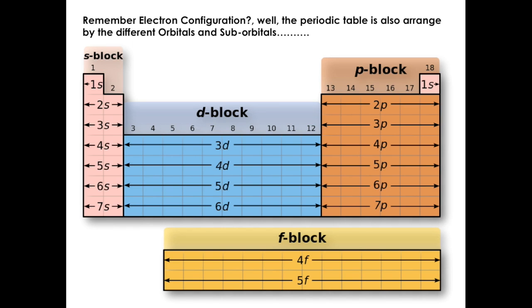Now, do you remember electron configuration, SPDF? Well, the periodic table is also arranged by the different orbitals and suborbitals. The first 2 families are the S block. The P block will be on the right hand side with the nonmetals. The D block will be with the transition metals, and the F block will be with the lanthanides and actinides.